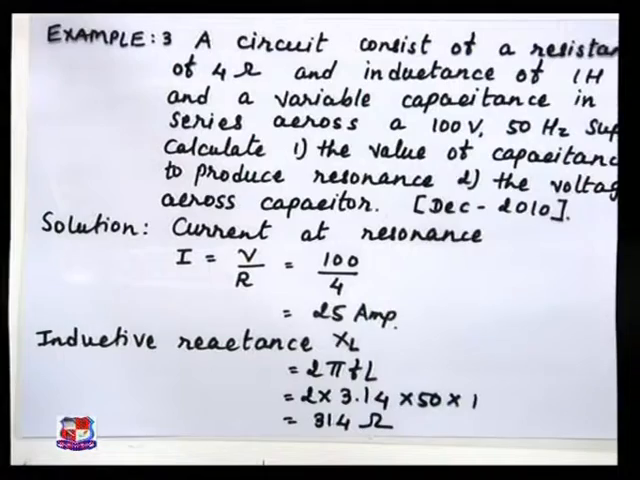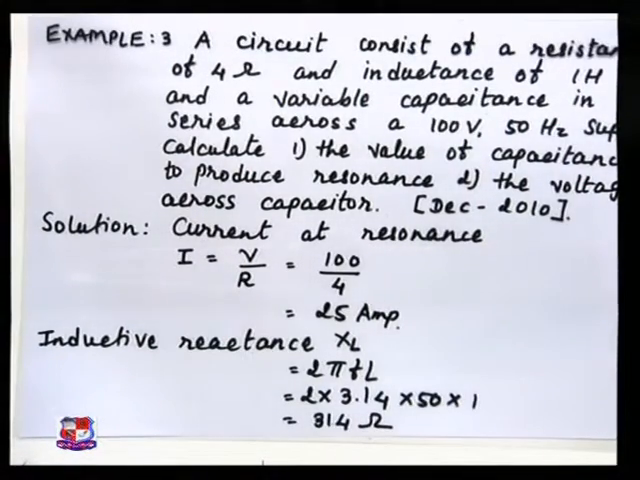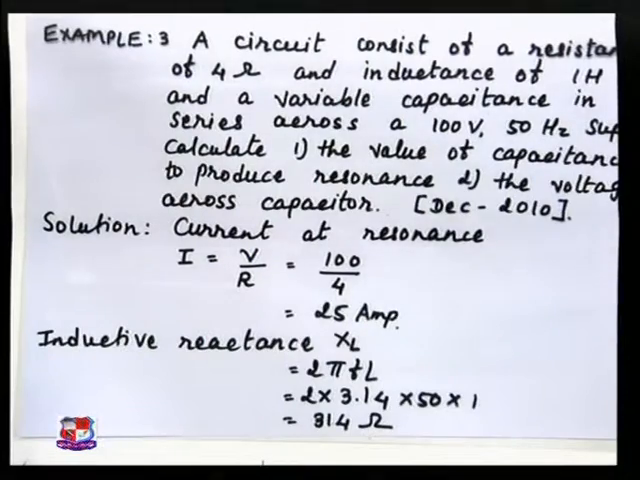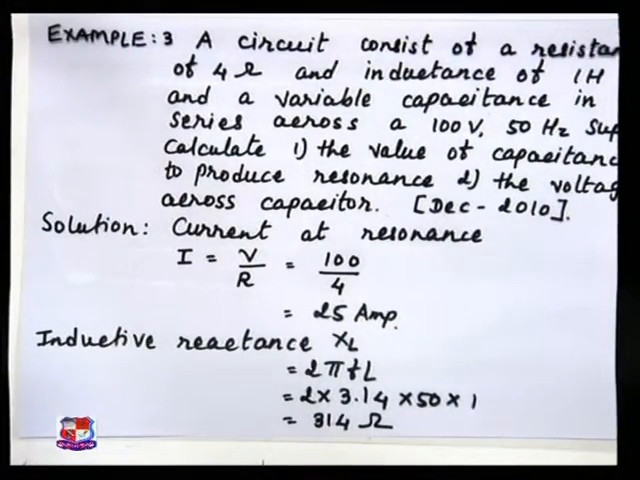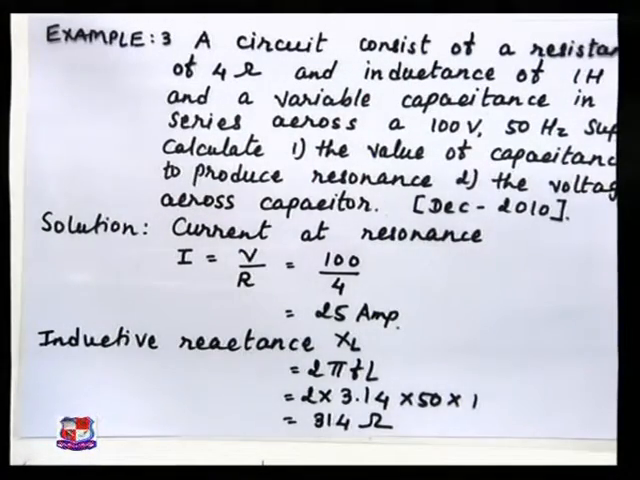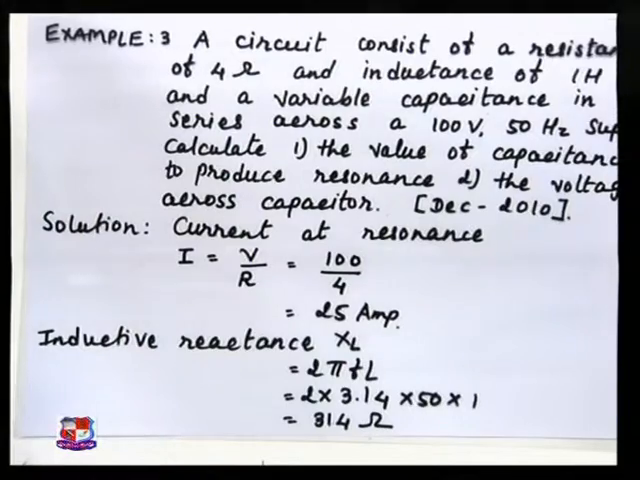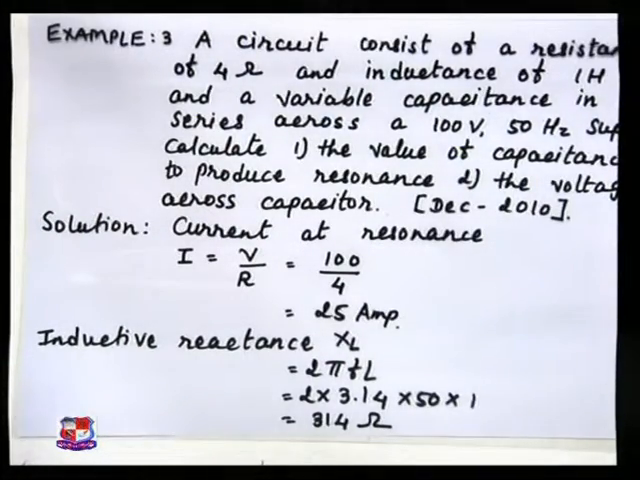Now inductive reactance, the value of L is given, frequency is given. So XL is equal to 2 pi FL. So it is 2 into 3.14 into frequency, which is 50 Hertz, and inductor is 1 Henry. So it is 50 into 1 and your answer is 314 ohm. So this is your inductive reactance.